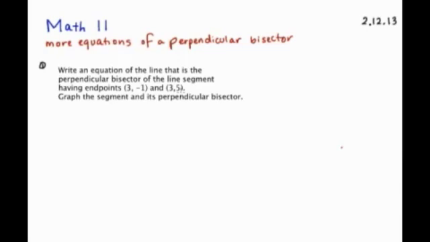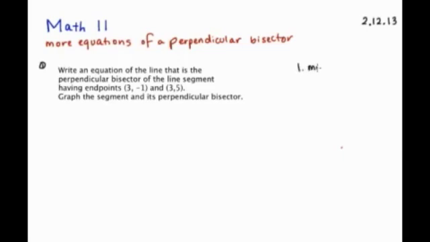It reads, write an equation of the line that is the perpendicular bisector of the line segment having endpoints 3, -1, and 3, 5. Graph the segment and its perpendicular bisector. Okay, well, we know the 3 steps that we have to do, right?